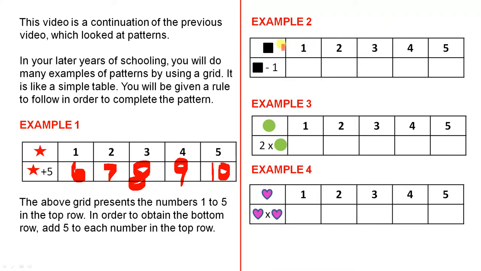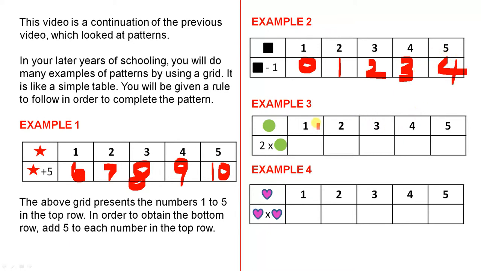Example 2. The black squares are the numbers from 1 to 5. In order to obtain these numbers here, in the bottom row of the grid, we subtract 1 from each of these top numbers. 1 minus 1 is 0, 2 minus 1 is 1, 3 minus 1 is 2, 4 minus 1 is 3, and 5 minus 1 is 4.